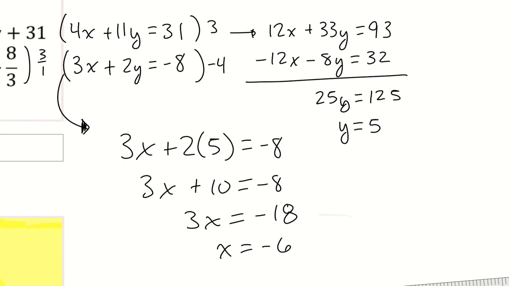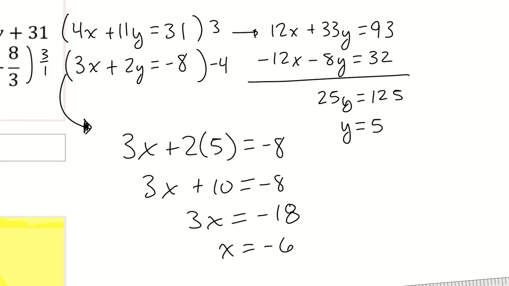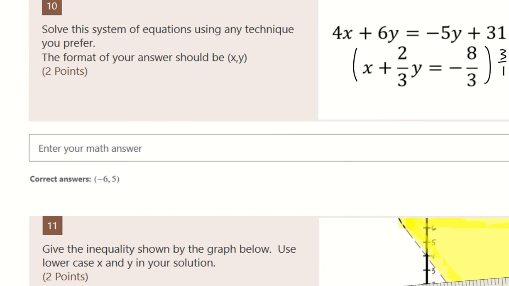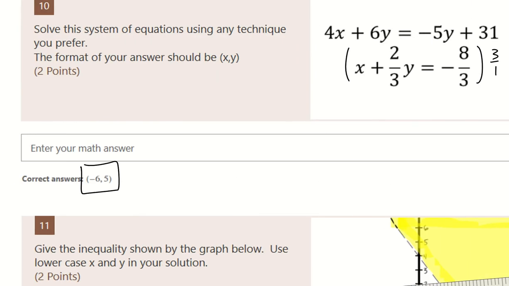So here's my answer. I see both pieces. I can write it down. It's going to be the point x is negative 6 and y is 5. So this should be what I type: open parentheses, negative 6, comma, 5, close the parentheses. And you can see that's what that looks like.